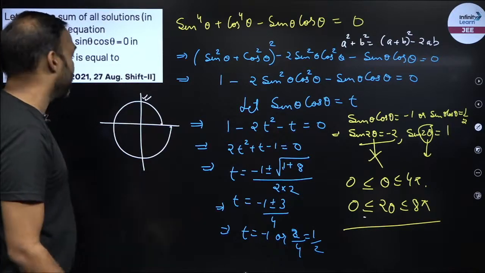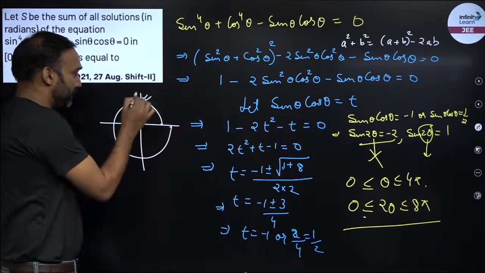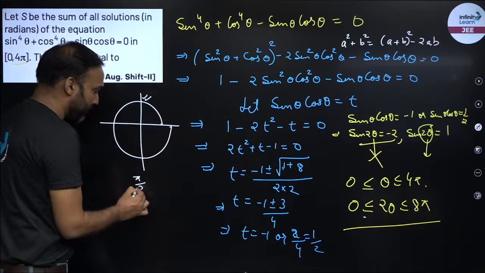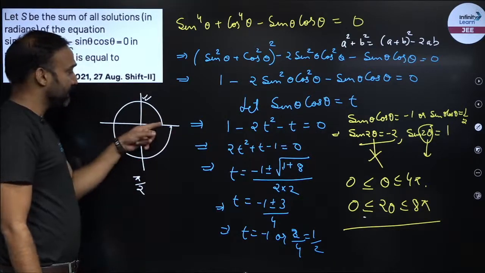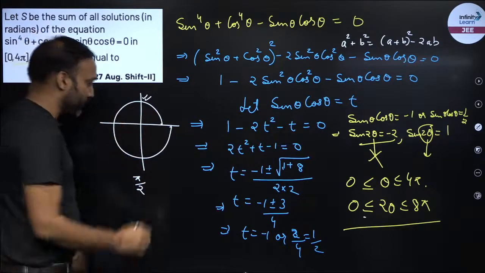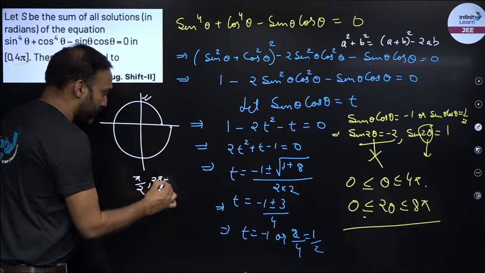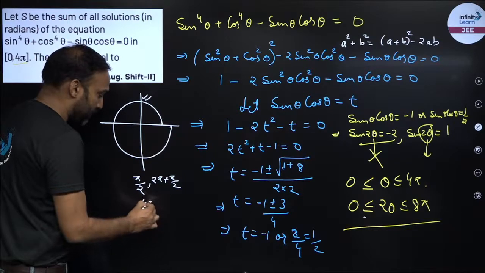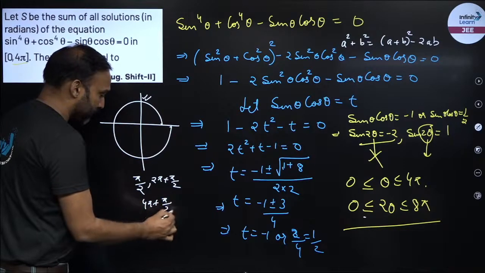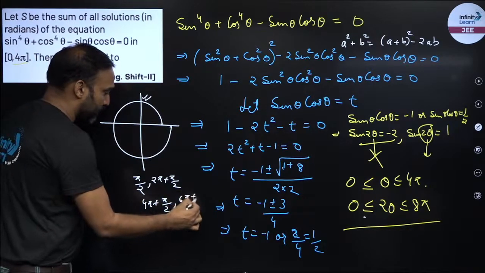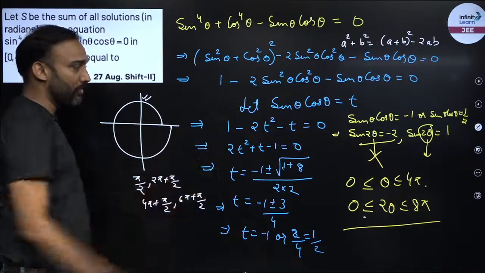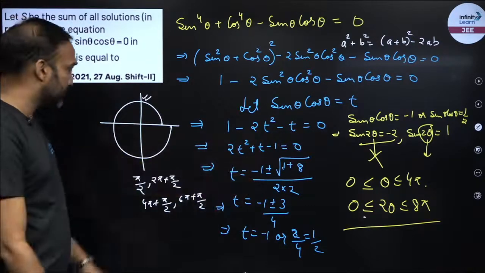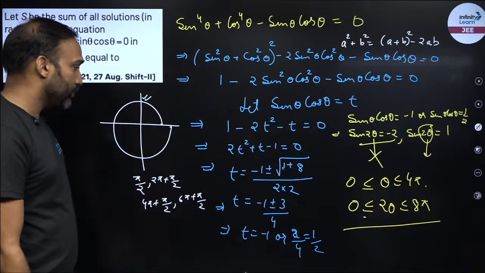So what do I have to find? I have to find the sum of these solutions. So we have to find out the values. It would be pi by 2, right, the first angle. Second would be after one revolution, so 2 pi plus pi by 2. Then 4 pi plus pi by 2, 6 pi plus pi by 2. 8 pi plus pi by 2 will go out, right, because 2 theta is going from 0 to 8 pi.